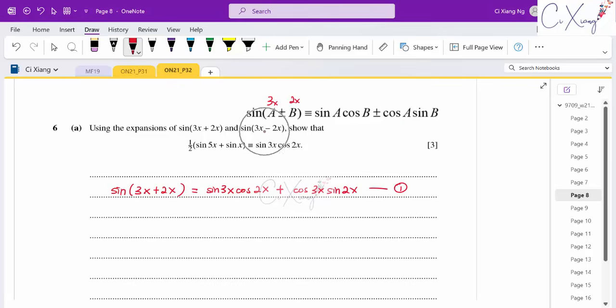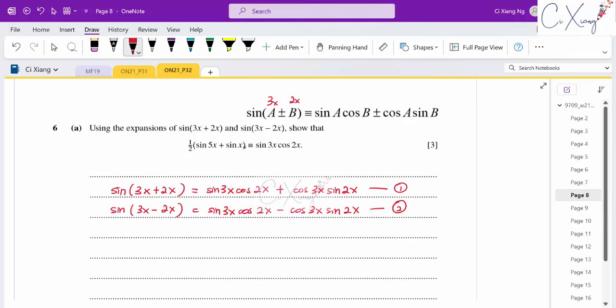Okay, and this is my first equation. Then second equation, I want to expand minus 1. So I'm having sine 3x minus 2x. According to the identity provided also, okay, they are the same, just that the sign plus becomes minus. So sine 3x cos 2x minus cos 3x sine 2x.